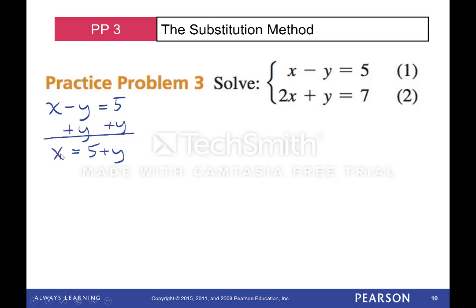Once I solve for one variable, now what I'm going to do, I'm going to plug it into the other equation, equation number 2, and I'm going to substitute the x as y plus 5. So let's go for it here.